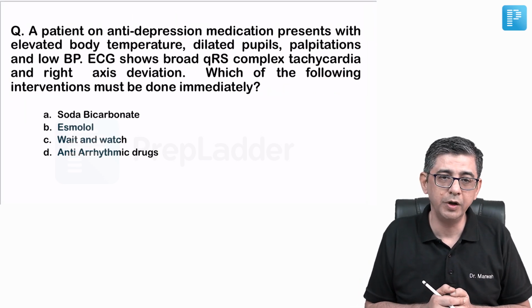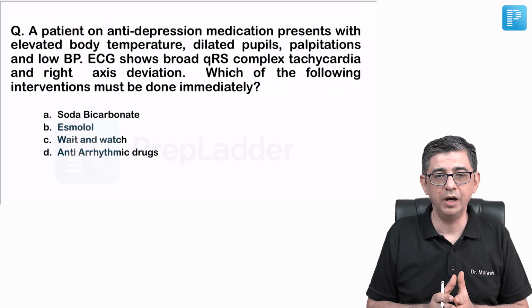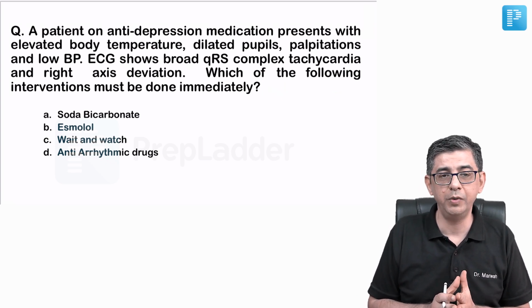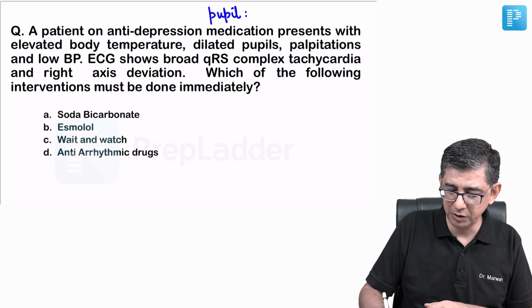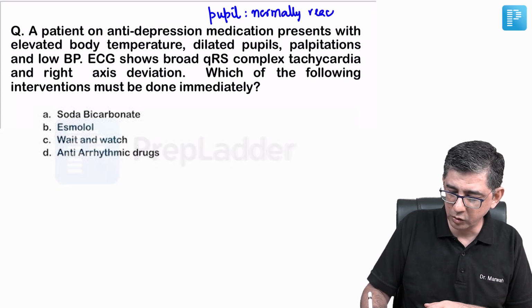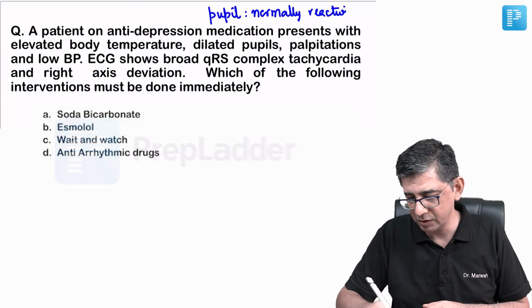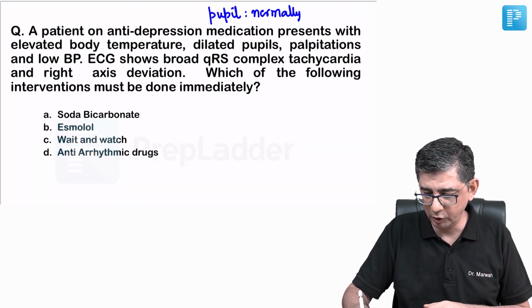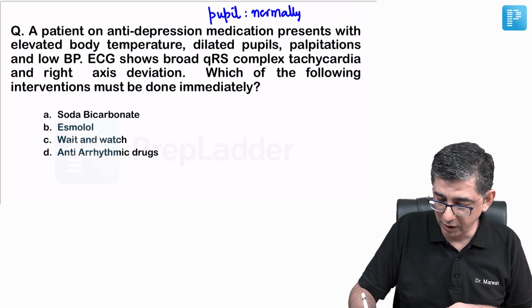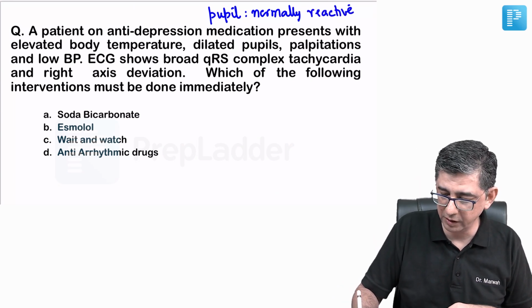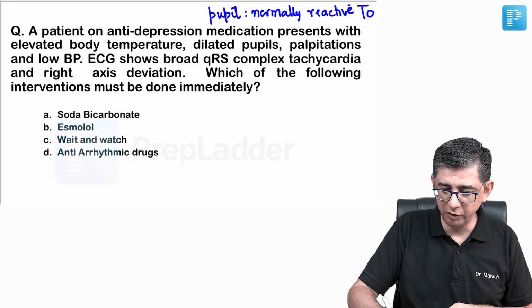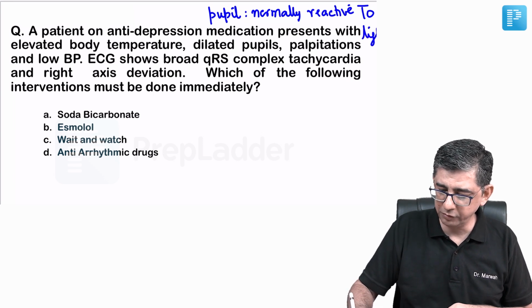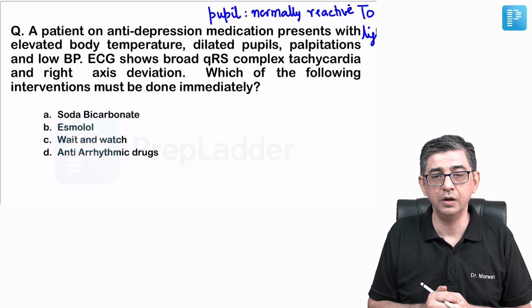The subsequent question said a patient is on antidepressive medication, presents with elevated body temperature, dilated pupils, palpitations, and low BP. I also got feedback that some people said, sir, pupils in this patient were given to be normally reactive to light. But that would not change the course of the answer anyway. So let me just write it in case, because I had a divided house, so I have kept both of the aspects here, though this would not dramatically change the answer to this question. Probably if it was dilated pupils, it goes more in favor of sympathomimetic stimulation occurring in the patient.